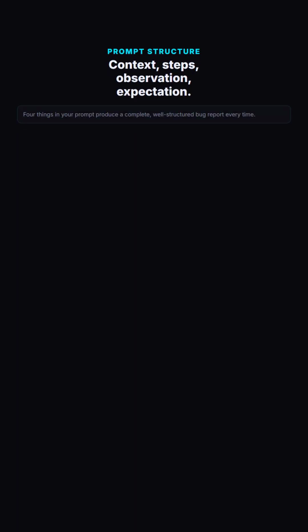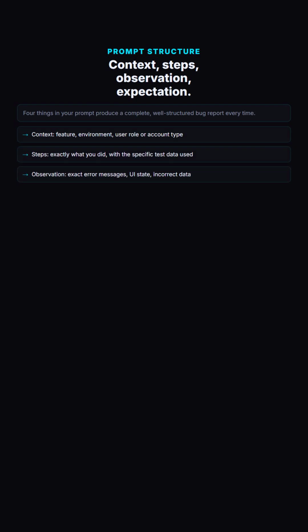For bug report generation, the prompt you give the model matters. The more structured your input, the more useful the output. Include 4 things in your prompt. First, the context. What feature or user workflow were you testing? What environment, what user role or account type, what build or version if relevant? Second, the steps. Exactly what you did, in order, including the specific test data you used. The more precise the better. The model cannot know the specifics of your test data, so you need to provide them.